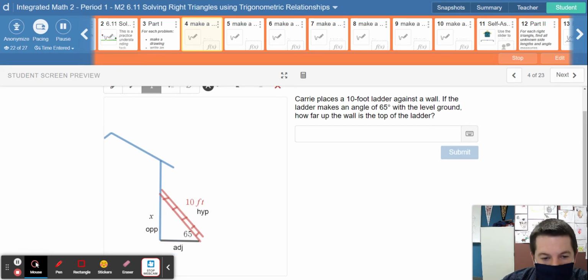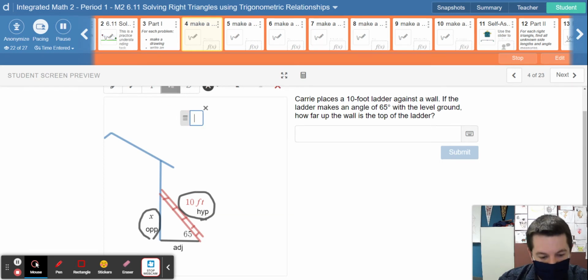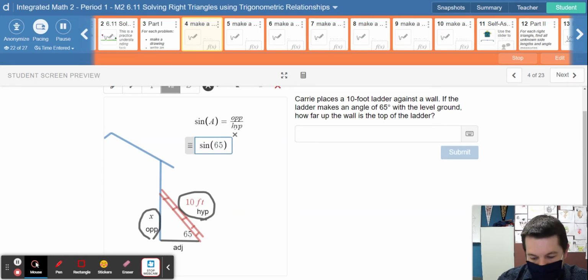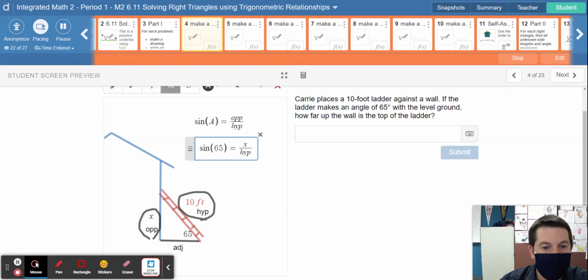I need to create a trig ratio that uses the side length that I want to know, which is x, and the side length that I know, which is my hypotenuse here. So the ratio that uses opposite and hypotenuse is sine. Sine of an angle is always equal to opposite divided by the hypotenuse. And so in this case, sine of my reference angle, which is 65, is equal to my opposite length, which is x, divided by my hypotenuse, which is 10 feet. So I'm going to put 10 there.